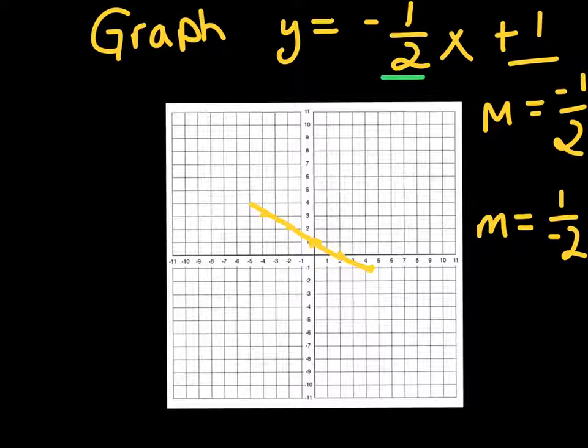If I want to check myself, just a really quick check, my graph is going down from left to right, and I have a negative slope, so I know I at least did that right. And I have a y-intercept of 1, so my line should be going through the y-axis at 1, which it is. So chances are, as long as I did my counting right, that I've done this problem correctly.